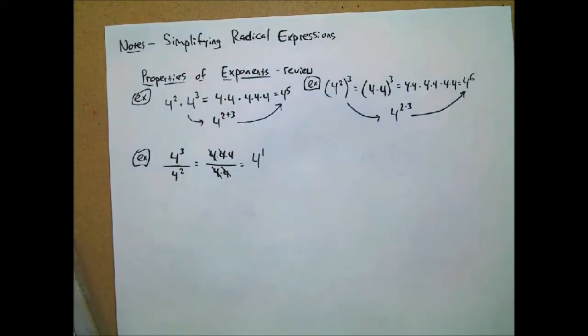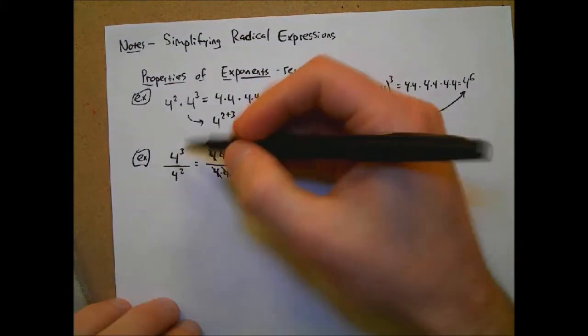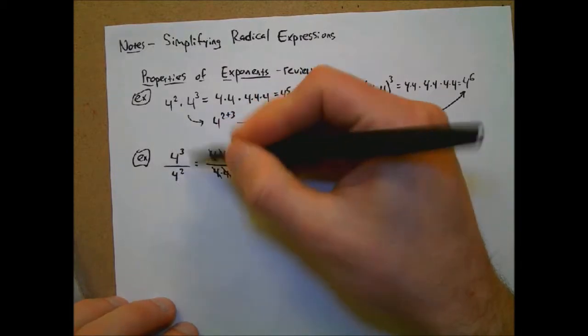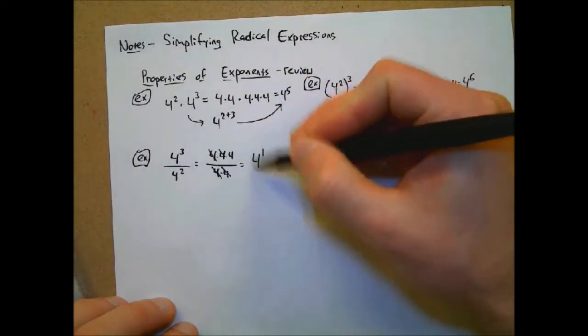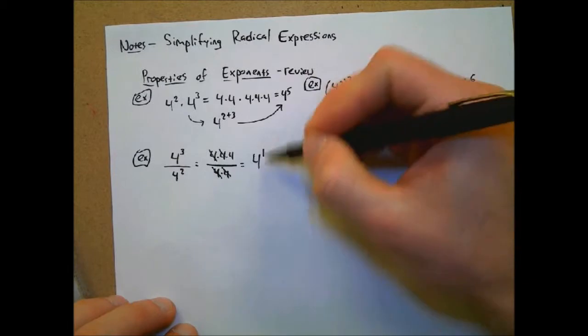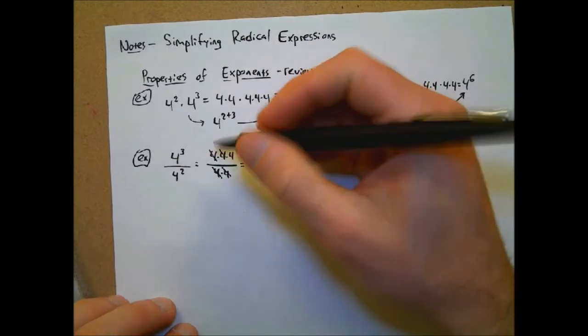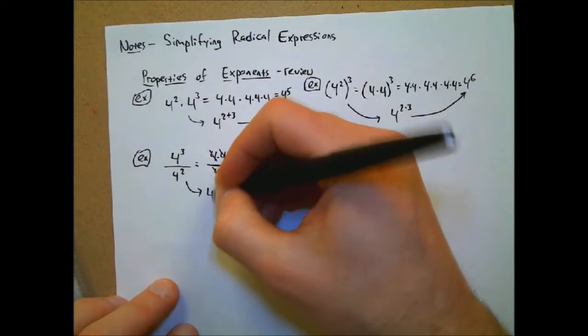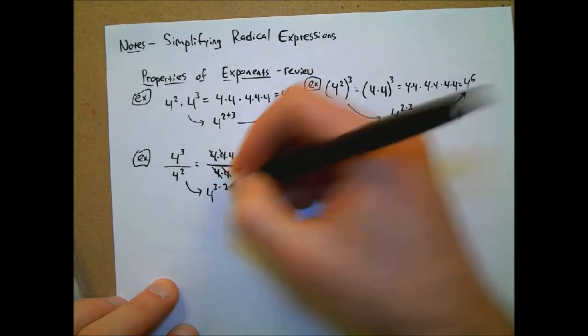So how can we go quickly, shortcut-wise, from here to here? What are we really doing? Subtracting. Yep. It's 4 to the 3 minus 2, and that gets us to 4 to the 1.